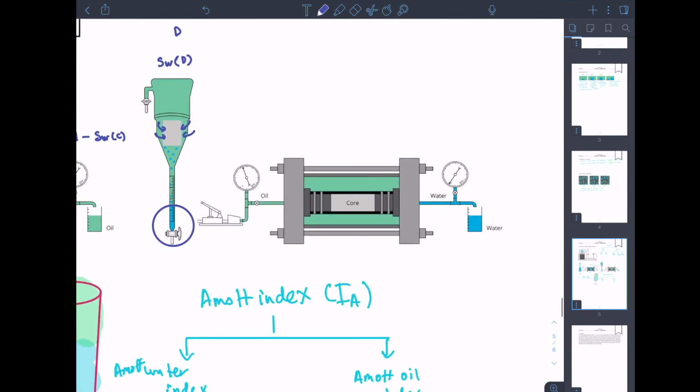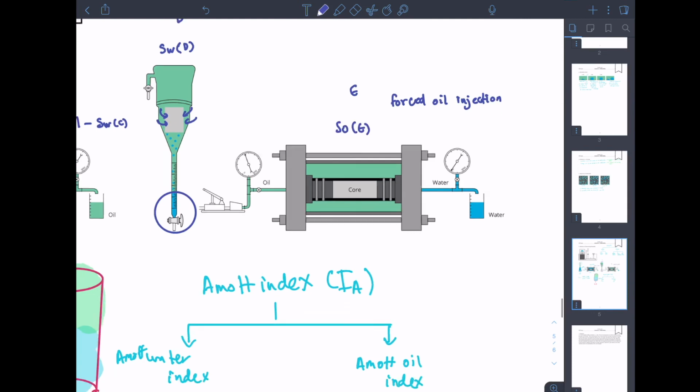The final stage is that we extract the core sample from point D and place it inside the core holder. Now we inject the oil inside, forcing the oil in to displace the water. After we finish, that will be our point E, and that's again forced injection. We're just repeating the same thing that we did for the water index for the oil index. So that will be forced oil injection, and the oil saturation will be SO at point E.